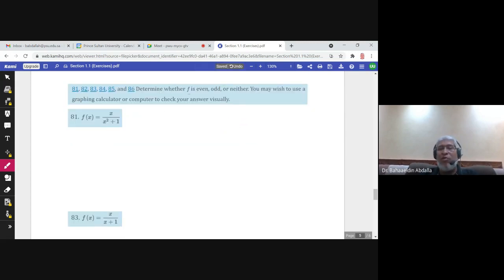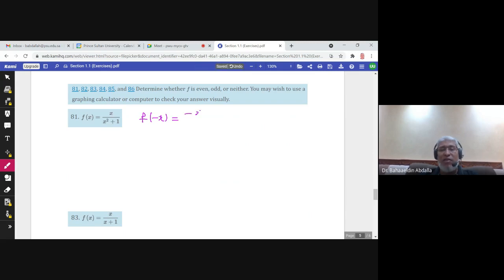Finally, determine whether f is even, odd, or neither. You can use a graphing calculator or Desmos calculator to check the graph of these functions. If it is even, the graph would be symmetric about the y-axis. If it is odd, the graph would be symmetric about the origin. But how to determine whether this function is odd, even, or neither? We find f of negative x. We replace x by negative x.